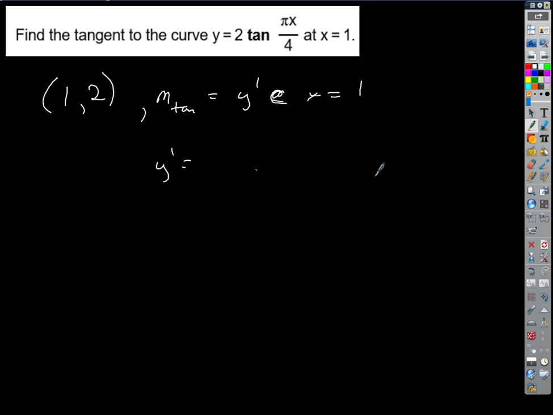Are you talking about right here, how we got that? Yeah. Oh, I got you. No, that's 2, because that's just the value of, if I plug 1 in for x, what do I get? I get 2 times the tangent of pi fourths. Tangent of pi fourths is 1.